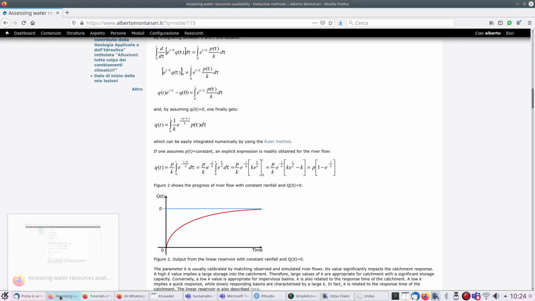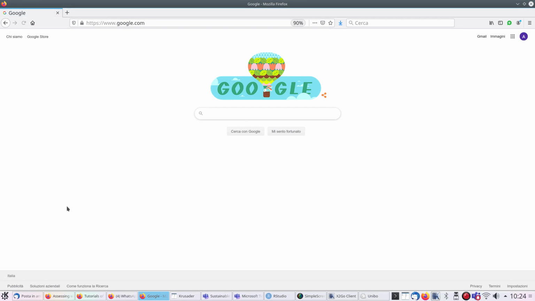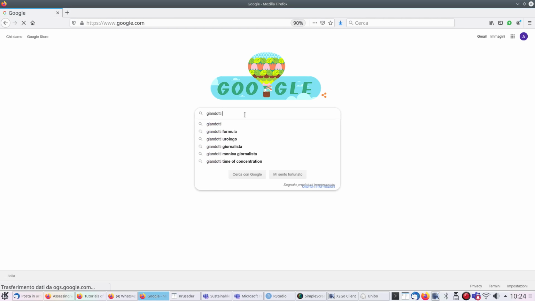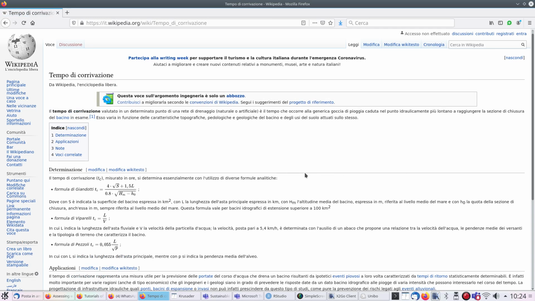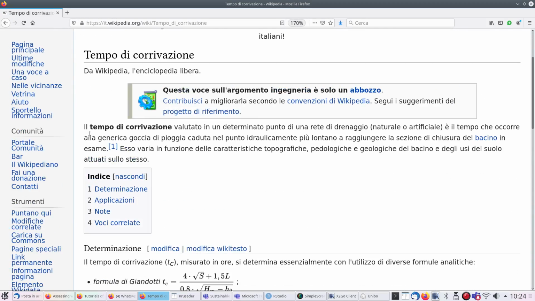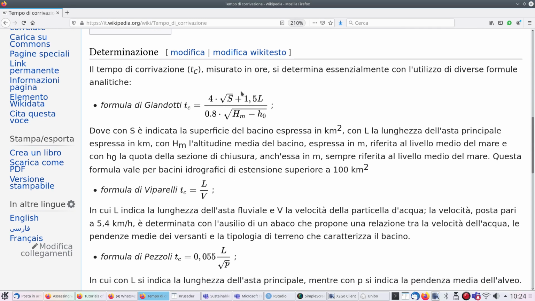If you don't know it, I just open a Google window and let's search for Giandotti formula. This one is in Italian. It's Wikipedia in Italian. And here you can see Giandotti's formula. It is in Italian, but formulas you can understand in any language. It is an empirical formula. And for the symbols here, if you are interested, please look at this web page. I think you can find it in English. Okay. Now, let's go back to our studio.